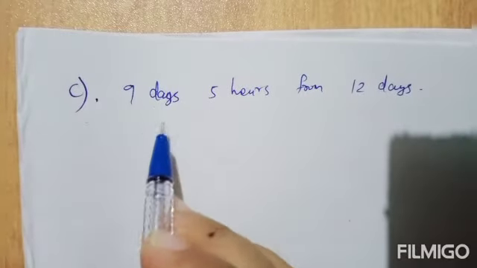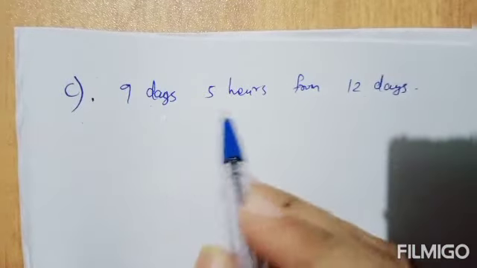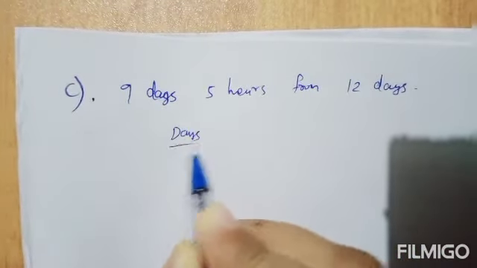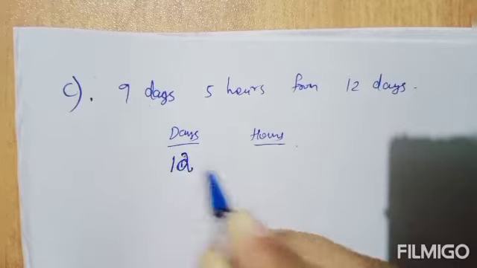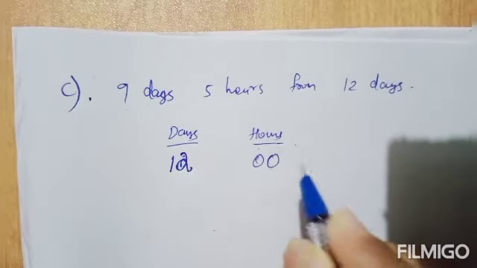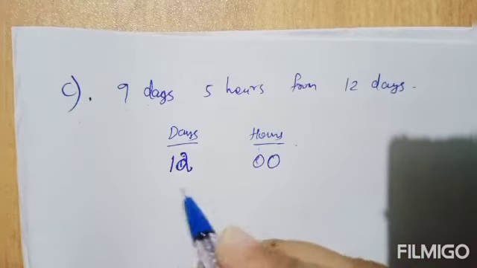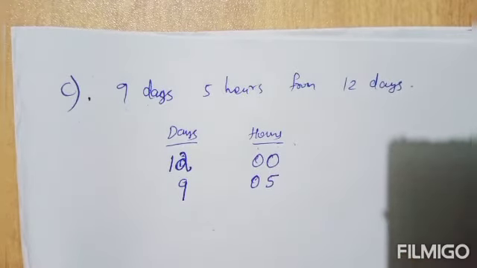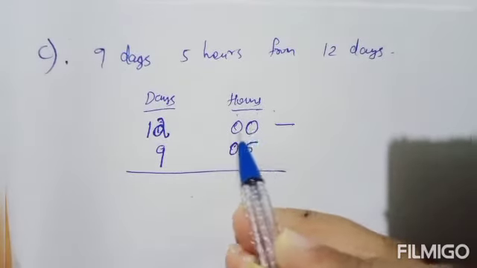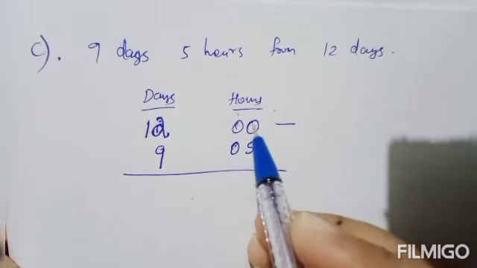Next is C, 9 days 5 hours from 12 days. So from 12 days you have to subtract 9 days 5 hours. Days you can write in one column and hours in the second column. So from 12 days, in the hours column you can put 0. 12 days 0 hours. You have to subtract 9 days 5 hours. Here you can see from 0 you have to subtract 5. That is not possible. Smaller quantity is coming above.